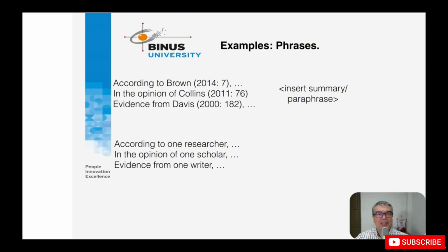As you can see from these examples, you'll begin with the statement, according to one researcher, in the opinion of one scholar, evidence from one writer. And then, of course, you supply your paraphrase or your summary of that idea. At the end, you will refer to the author, the name, the year of publishing in brackets.